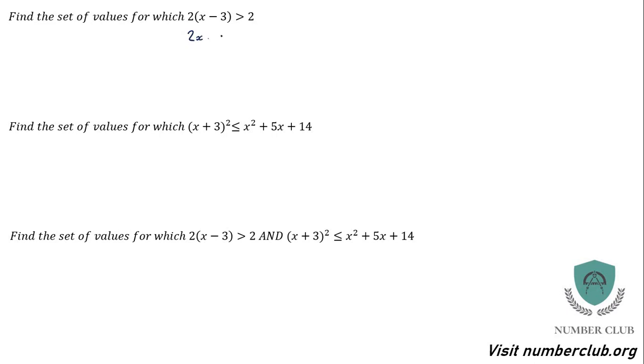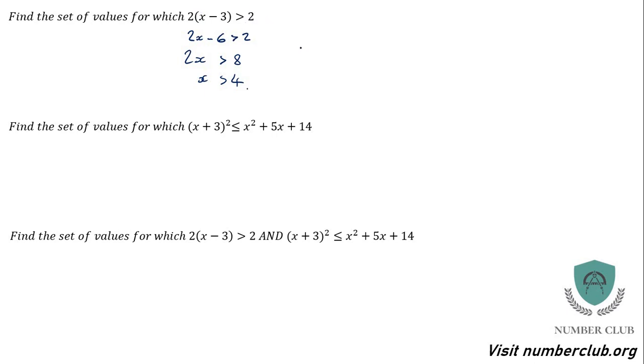So we get 2x minus 6 is greater than 2. So 2x is going to be greater than 8. x has got to be greater than 4. When x is greater than 4, we should get something that's greater than 2 out of this. If we substitute in 4, we get 4 take away 3, which is 1, times by 2, which is 2. So when x is exactly 4, we get exactly the same. Anything bigger than that, we're going to get this left-hand side being bigger than this right-hand side.